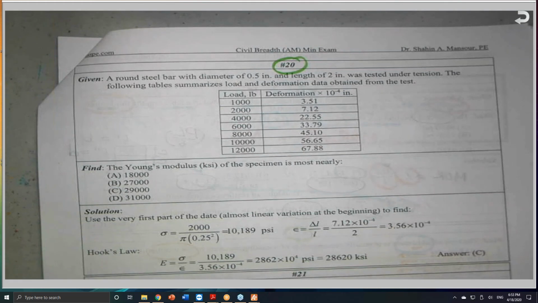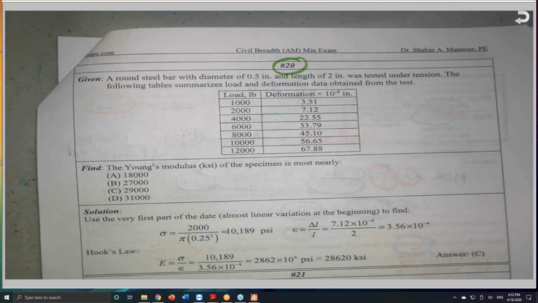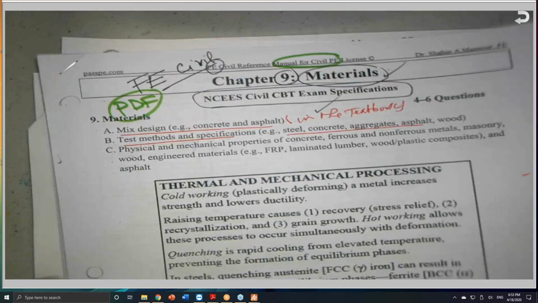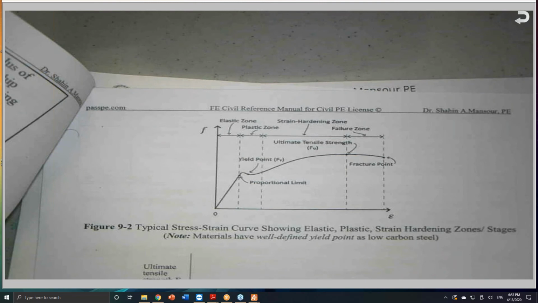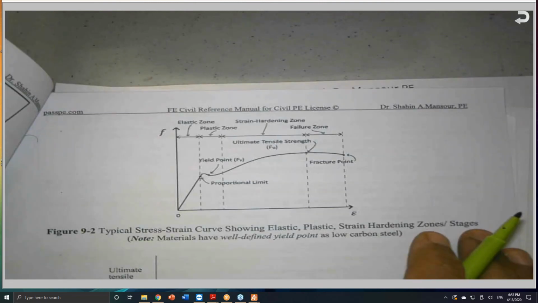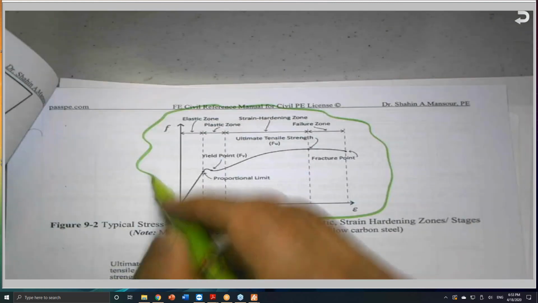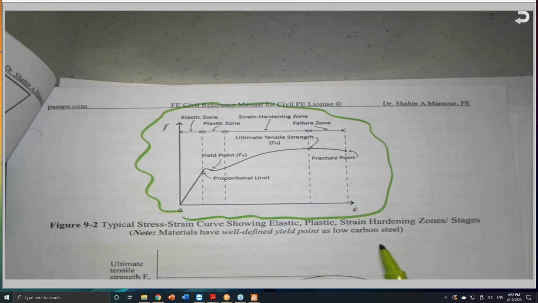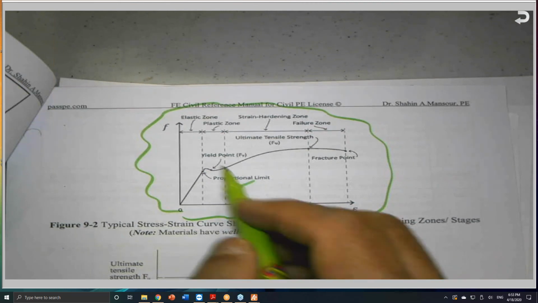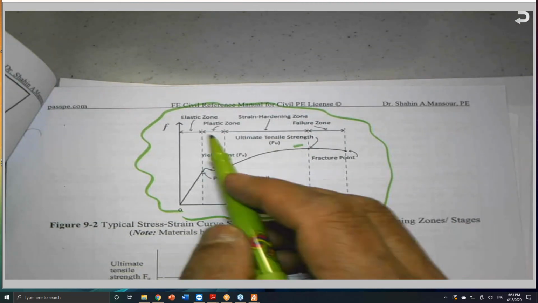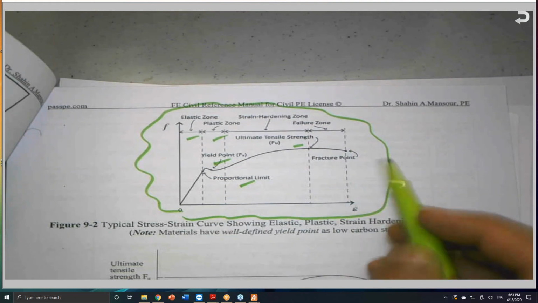Testing, problem number 20, that when we generate the stress strain curve, as shown here in the handout that I will send to you. Let me see, yeah, here it is. The stress strain curve that we generate in the lab, and we should know, by the way, all the parameters and definitions for the stress strain curve: proportional limit, yield, ultimate, elastic, plastic, and so on.